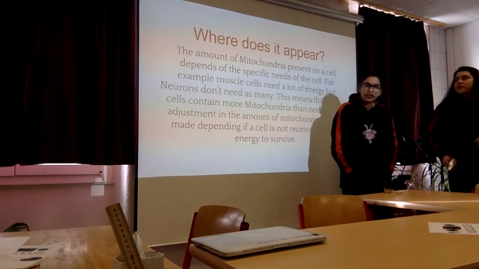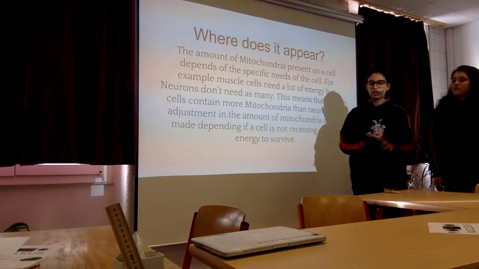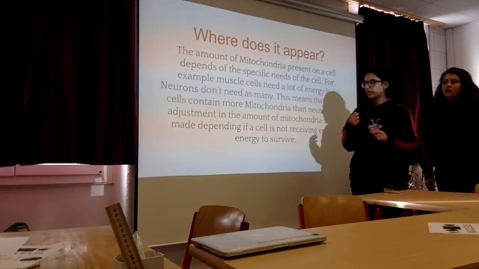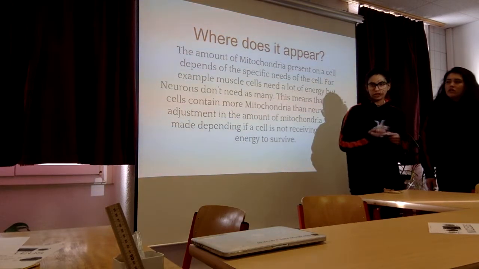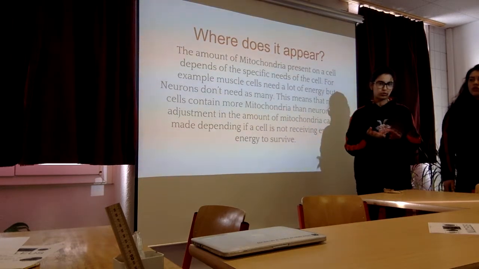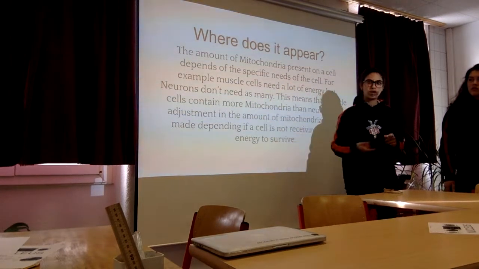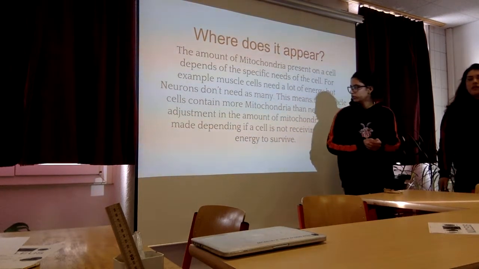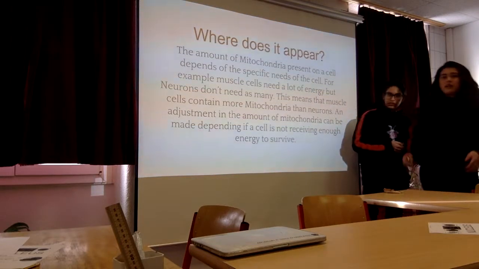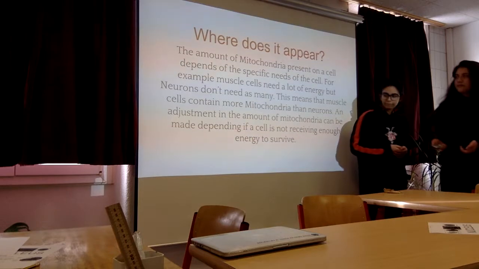So we can find the mitochondria in all plant cells, animal cells, and human cells, and it actually depends on which cell is going to require more energy. For example, the muscle cell will require more energy, and the neuron cell doesn't require as much as the muscle cell. So depending on the needs of the particular cell, it can create more mitochondria or just not have as much. That's it.